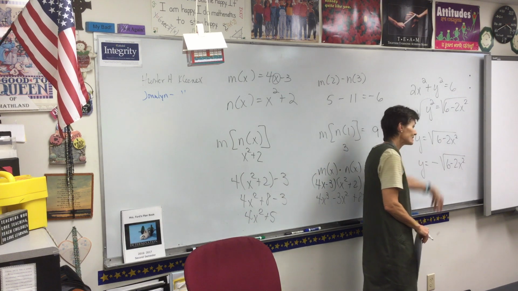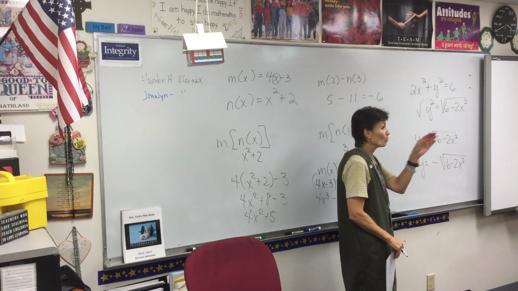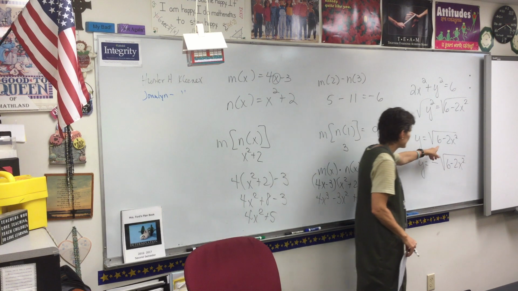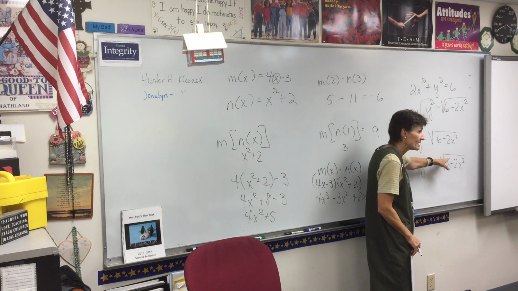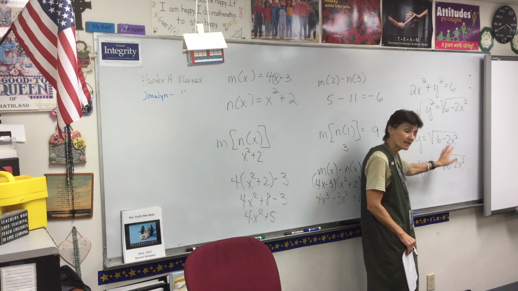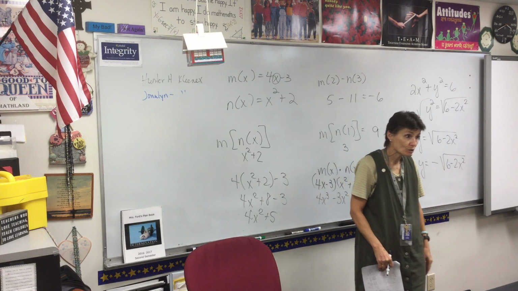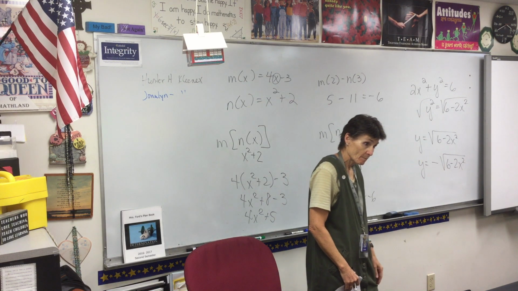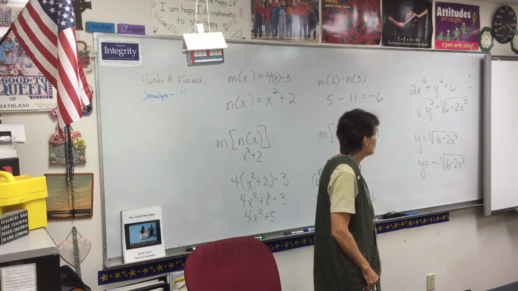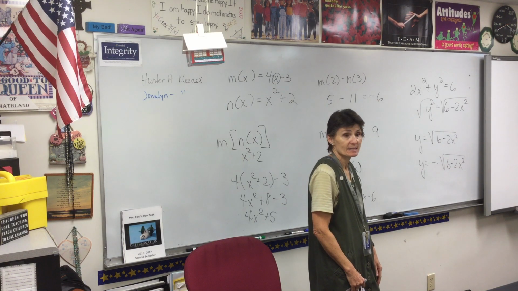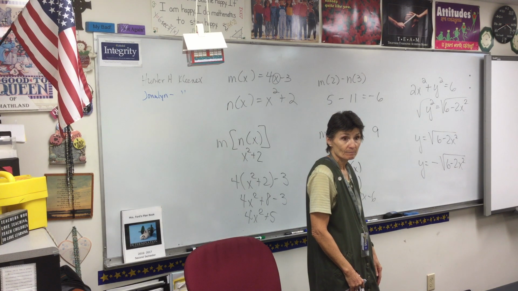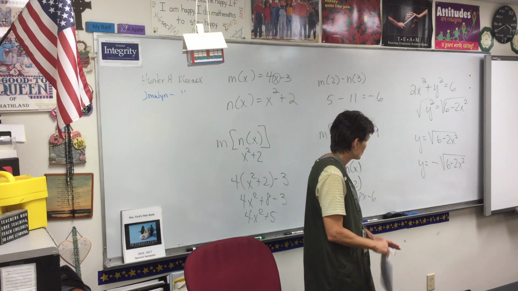And are we going to simplify that? No. No matter what the numbers are. So if you see a 9 or a 16, I don't care. It doesn't simplify, so don't do it. Negative 2x squared plus 6 is the same thing. Addition is commutative.